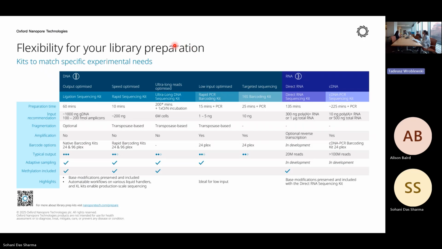So when we think about library preparation for Oxford Nanopore, we have the output optimized library, which you did yesterday, and the chemistry is called ligation sequencing. It can be done as single plex or multiplex, and yesterday we did the multiplexing. We also have a speed optimized kit, which is called the rapid sequencing kit. The chemistry is different. It is transposase based chemistry. It also has the option of single plex or multiplex.